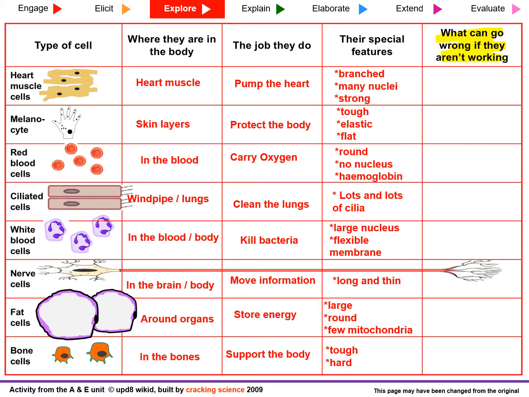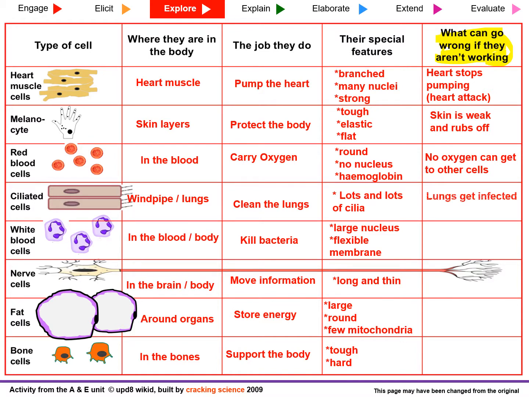And the last part is to think about what can go wrong if they aren't working properly. So if the heart muscle cells are not working properly, the heart stops pumping, or what we call a heart attack. If you didn't have good melanocytes, your skin would be relatively weak, and then it would start to rub off, and you wouldn't have a good protective layer. If your red blood cells were not working properly, you wouldn't be able to move oxygen around the body to all the other cells. If the ciliated cells weren't working properly, the lungs would get infected a lot. Your lungs would be full of dirt and bacteria.